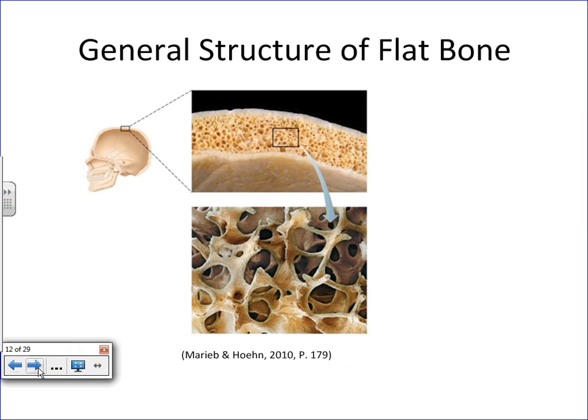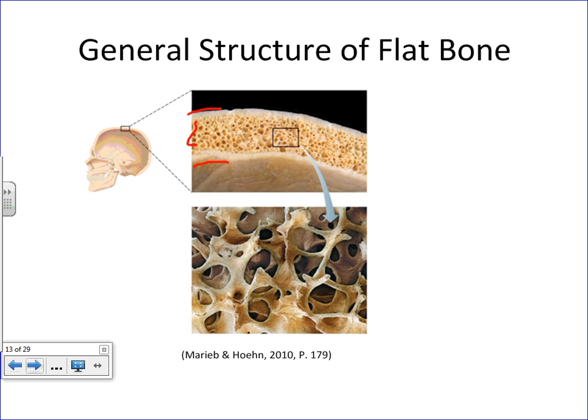And then when all's said and done, this is what you're left with. This is essentially a flat bone: an outer and an inner layer of compact bone, and then this trabecular or spongy bone within the middle. Now, this is really cool because you're thinking to yourself, why flat bone? Why is flat bone important?